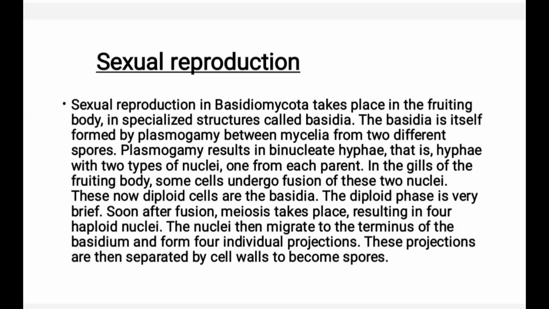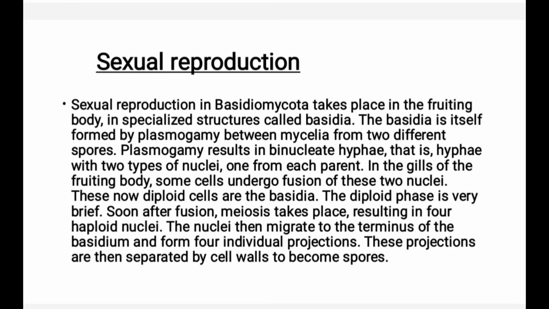Sexual reproduction. Sexual reproduction in Basidiomycota takes place in the fruiting body in specialized structures called basidia. The basidium is itself formed by plasmogamy between mycelia from two different spores. Plasmogamy results in binucleate hyphae, that is, hyphae with two types of nuclei, one from each parent. In the gills of the fruiting body, some cells undergo fusion of these two nuclei. These now diploid cells are basidia. The diploid phase is very brief.